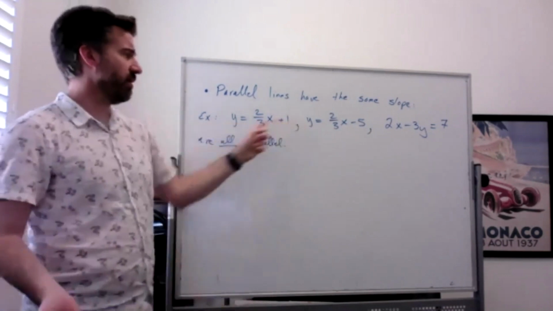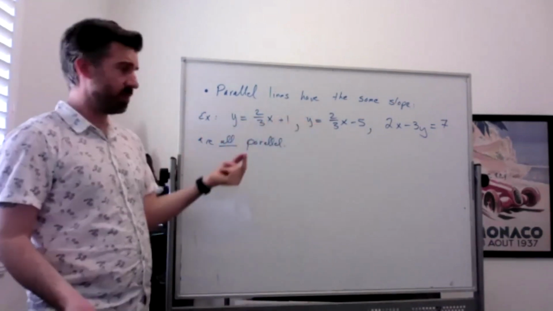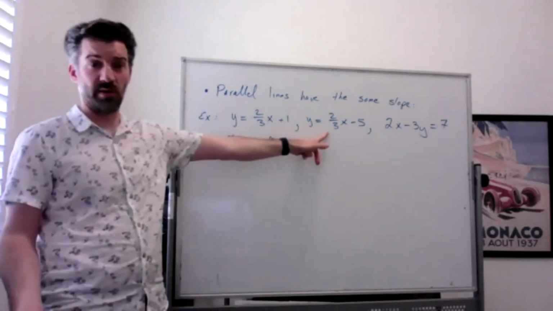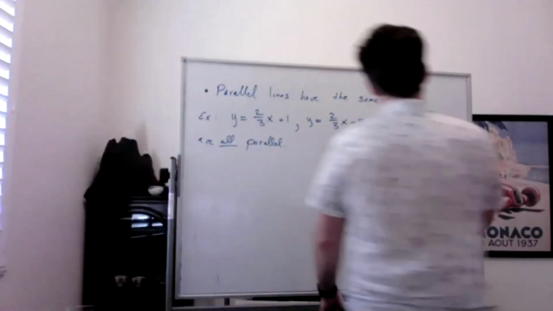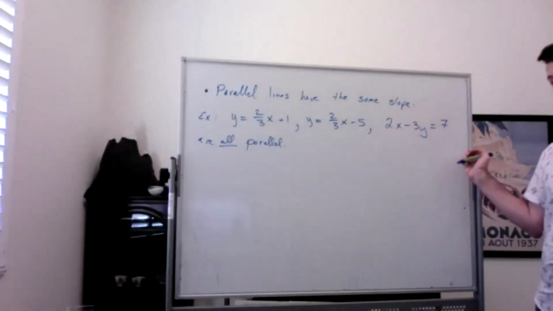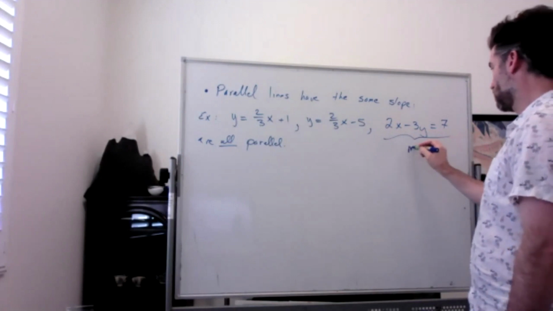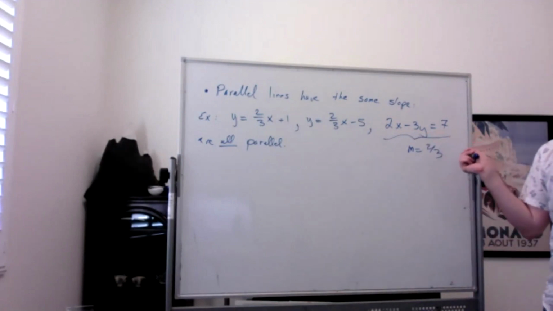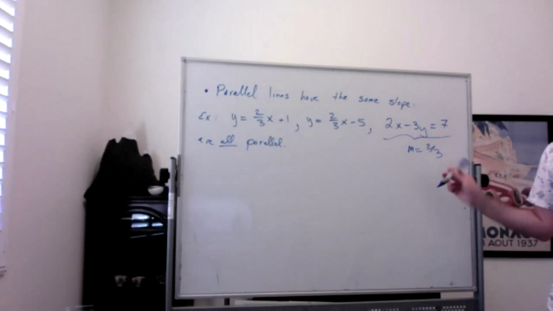The first two, I think, fairly obviously, because we can totally see without doing any work that the slope here is 2/3 and the slope here is 2/3. The last one, it's less obvious, but it is true that the slope here is also 2/3. We could solve for y and see that the coefficient of x is positive 2/3.